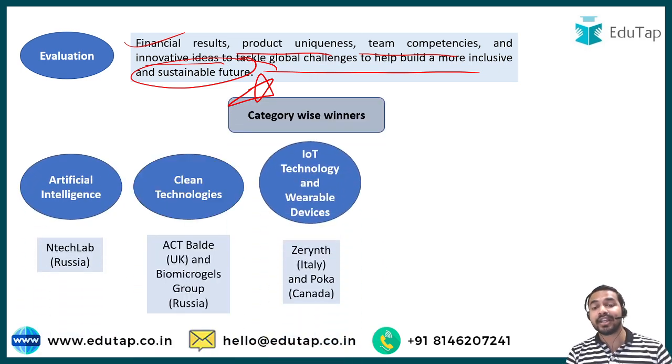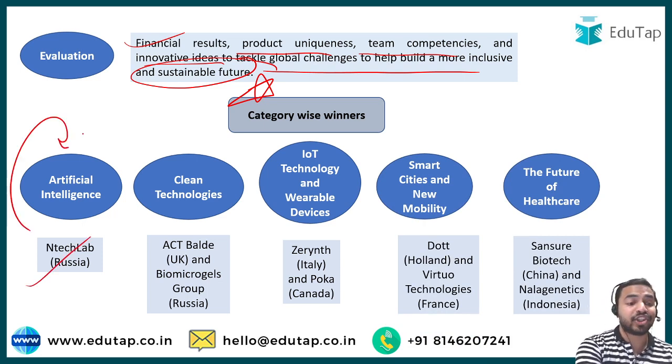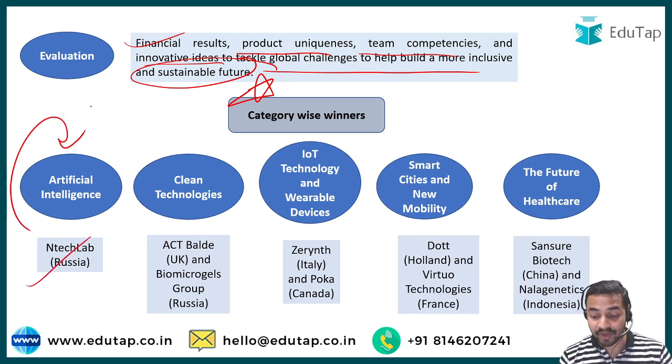And here the category wise winners have also been mentioned. You can go through them. But if we talk about the very first G20 Innovation League award, then it went to Entech Lab Russia for artificial intelligence. So I hope that this is very much clear.